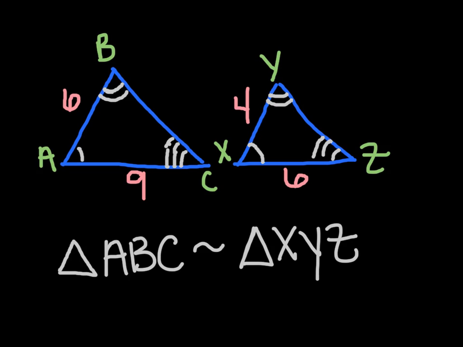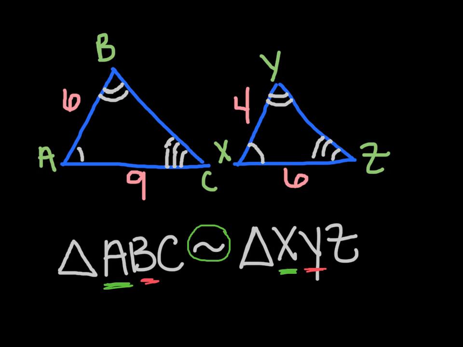Notice the symbol for two shapes being similar. It is this guy right here. So that statement says that triangle ABC is similar to triangle XYZ. And what that means is angle A matches up with angle X, and angle B matches up with angle Y. So order is very important on these.